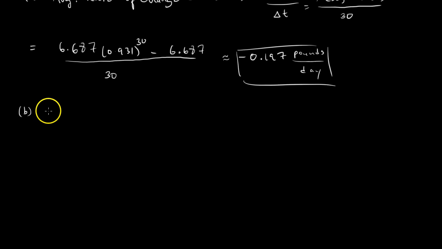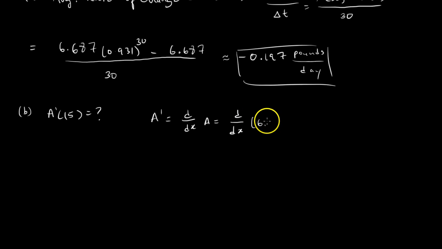So what we want to find is A prime of 15. Now the way to do this, first, of course, we have to find the derivative of A prime. And A prime is just the derivative of A. And what's A again? A is just 6.687 times 0.931 to the t. Now notice that we're taking the derivative. Forget the constant right now. The constant is 6.687. We're not worrying about this.